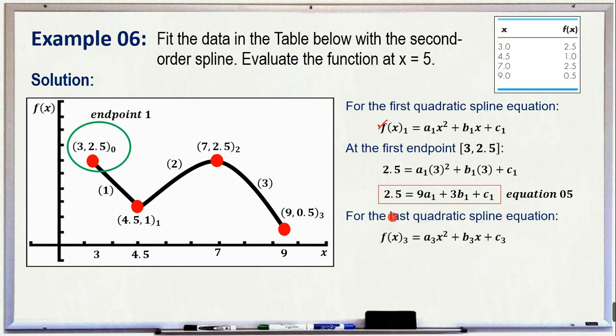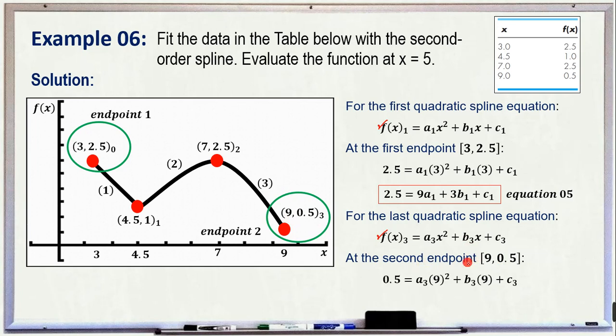And for the last, or the third quadratic spline equation, this is its format. Then at the second endpoint, whose coordinates are 9 and 0.5, substitute this to your last quadratic spline equation. So you will have this equation: 0.5 is equal to a3 times 9 squared plus b3 times 9 plus c3. Simplifying this further, you will arrive at your equation number 6.